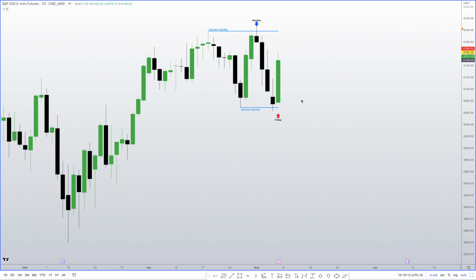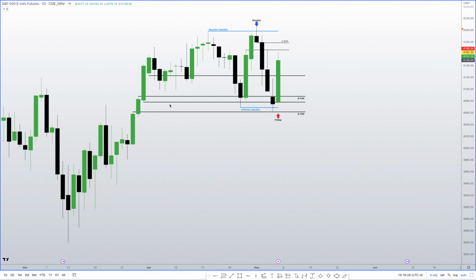But looking at this chart, it's hindsight, obviously. You see Monday takes out the buy side and Thursday takes out the sell side. But how do you use this information to enter trades before these moves happen? Well, in order to better understand that, I'm going to put some annotations on the chart and I will explain them. So I have these lines on the chart.